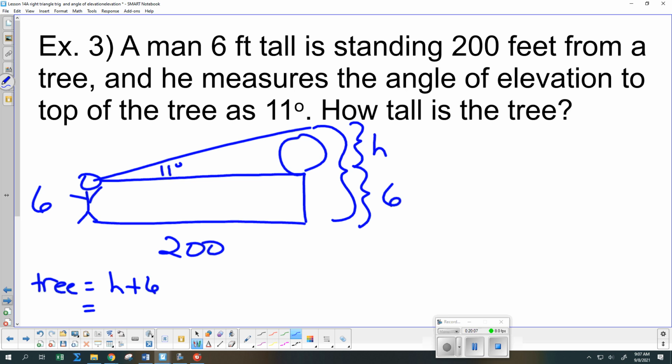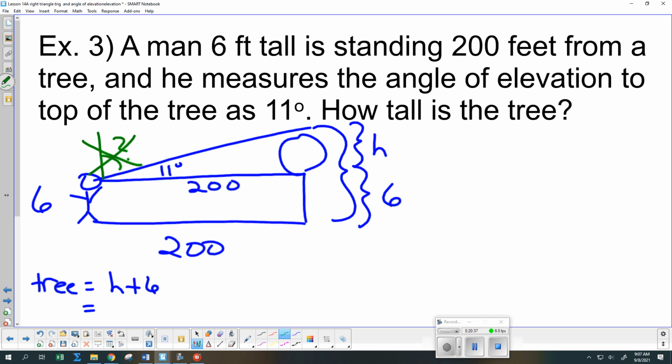So now, if this is 200 down here, this side is also 200. And notice I put my 11 degrees with a horizontal side. I didn't do something weird and say this was the 11 degrees. I could figure it out, it adds up to 90, but that doesn't do anything with this problem. The 11 is what I want. The H is what I'm looking for.